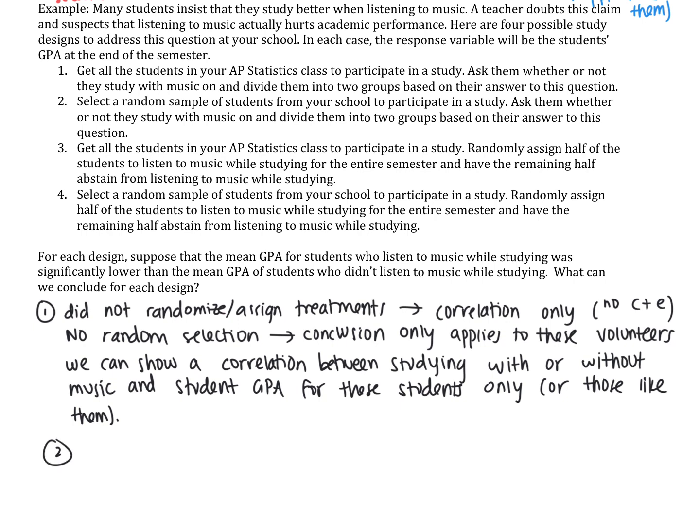Second study design. Select a random sample of students from your school to participate in a study. Ask them whether or not they study with music on and divide them into 2 groups based on their answer to the question. Did we randomly assign treatments? No, we allowed them to choose what group they're in. Again, that shows correlation. Did we have random selection? Yes, that allows us to generalize to our population.